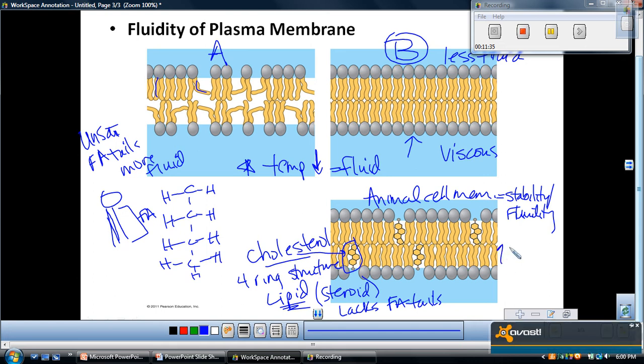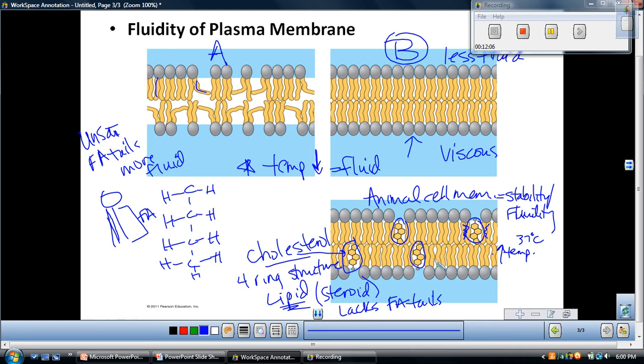At an increased temperature, oh, thank you, Avast. At an increased temperature, which is basically body temperature because it's 37 degrees Celsius, cholesterol makes the membrane less fluid by restraining the phospholipid movement. So if you notice, they're wedged in between the fatty acid tails, and the more of these that you have in here, it restrains the movement of these phospholipids. So at an increased temperature, it makes the membrane less fluid by restraining that movement.